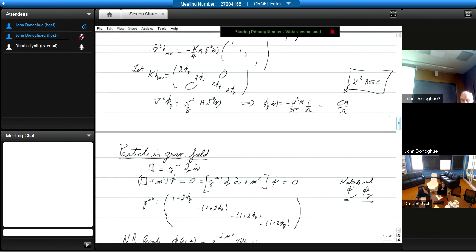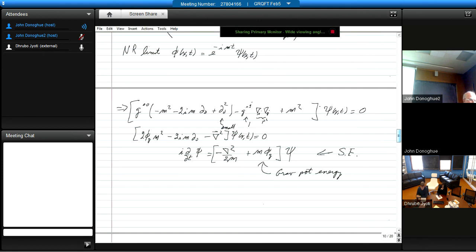The phi we had solved in this normalization was minus G big M. That's the external field. So I get V gravity is minus G big M little m over r. And there, finally, we've made contact with the usual gravity by the Schrodinger equation. Any questions about that?